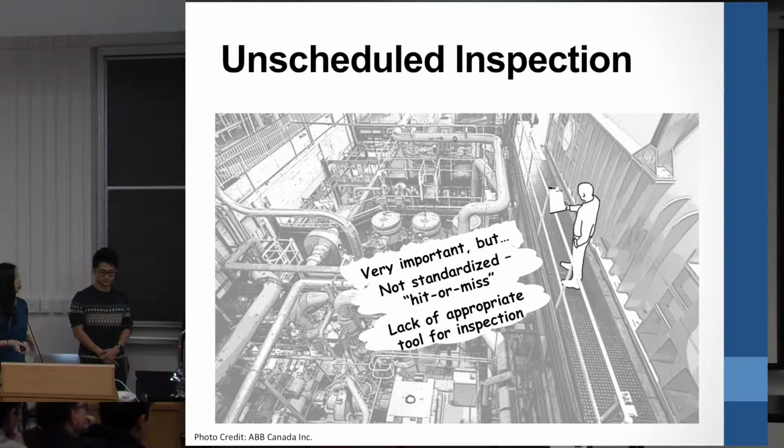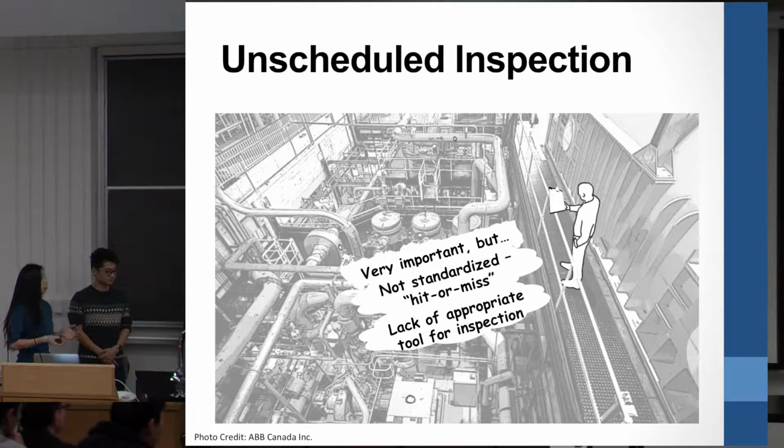As operators, one of their most critical tasks is to check on the physical equipment to make sure everything is running okay during the unscheduled inspection. It is very important, but also very challenging because they have to attend to thousands of equipment at the same time. Currently, this process is not standardized, which means that it contains a high degree of variability, depending on the individual. It is also known as hit or miss. If you see something, you see it. If you missed it, there's nothing much you can do about it.